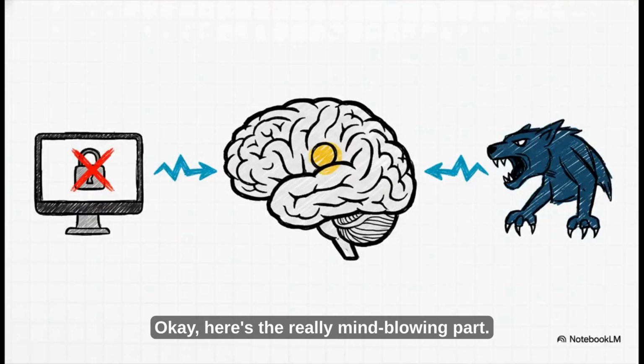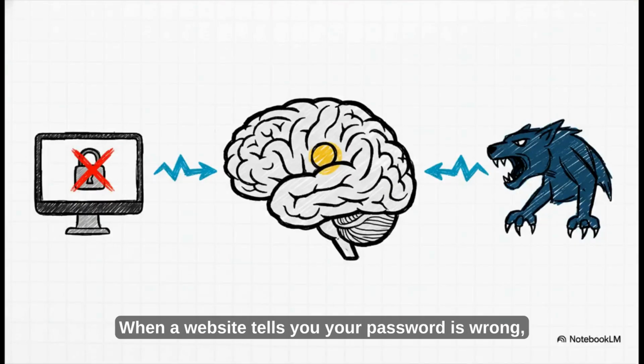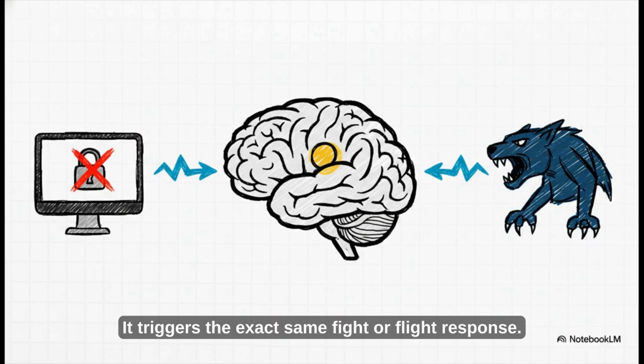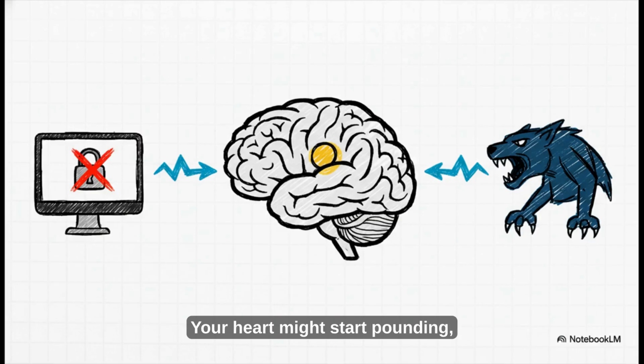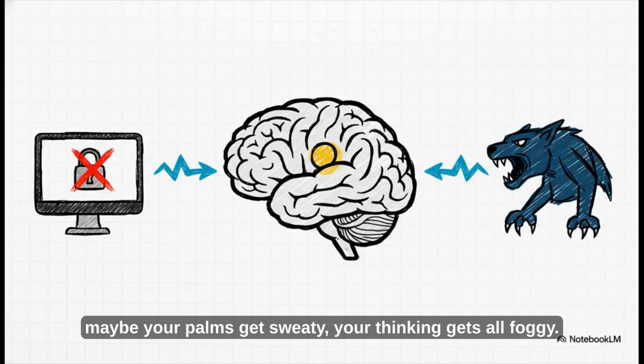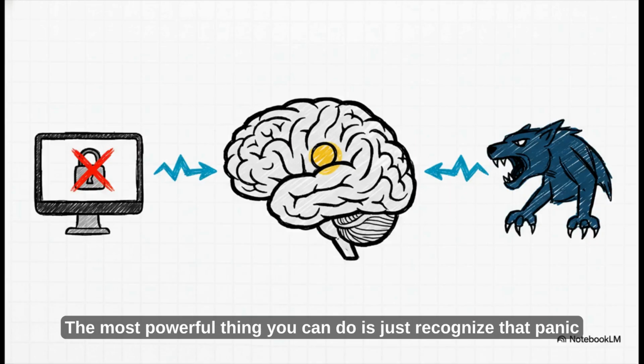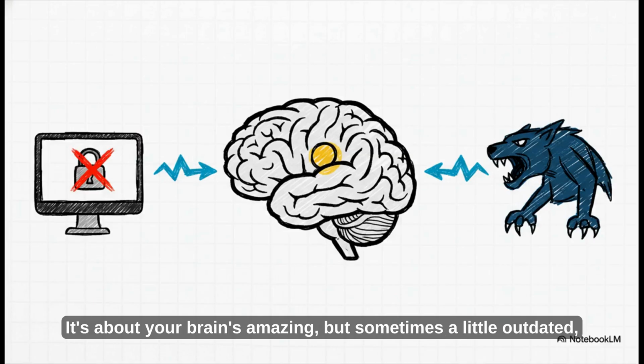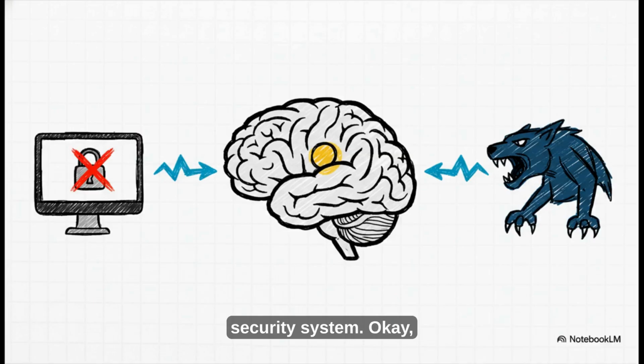Okay, here's the really mind-blowing part. When a website tells you your password is wrong, deep inside your brain, there's this ancient alarm system, and it literally cannot tell the difference between a digital lockout and a physical threat. It triggers the exact same fight-or-flight response. Your heart might start pounding, maybe your palms get sweaty, your thinking gets all foggy. The most powerful thing you can do is just recognize that panic for what it is, a biological reflex, not you failing. It's not about you. It's about your brain's amazing, but sometimes a little outdated, security system.